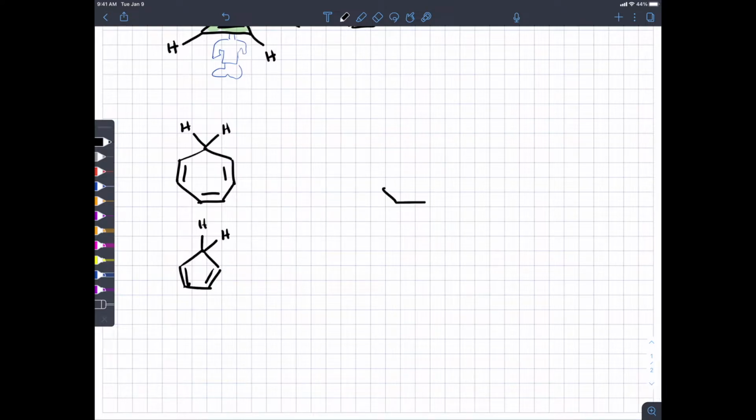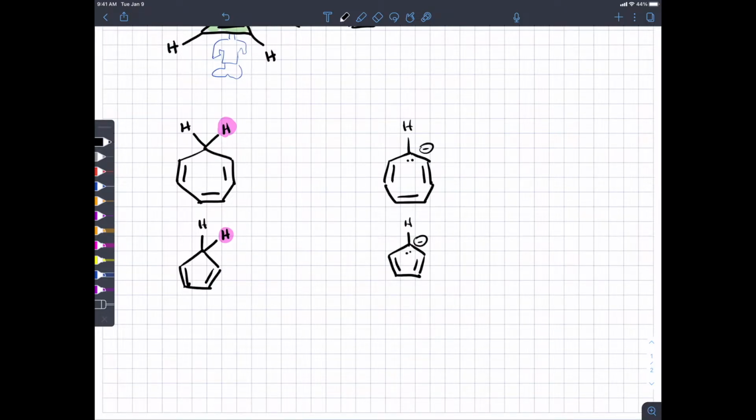To see which one is more acidic, you simply draw the conjugate base. So let's remove one of those protons here. Let me just highlight which ones we're talking about. Which proton is more acidic? Well, you draw the conjugate base, except now my 7-membered ring is struggling. And you put the negative charge here, and then you do the same for the 5-membered ring.